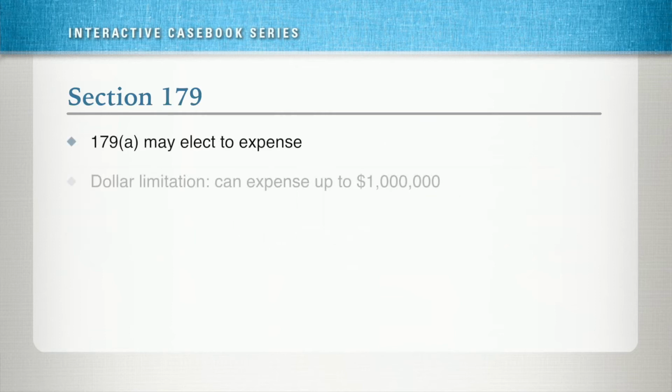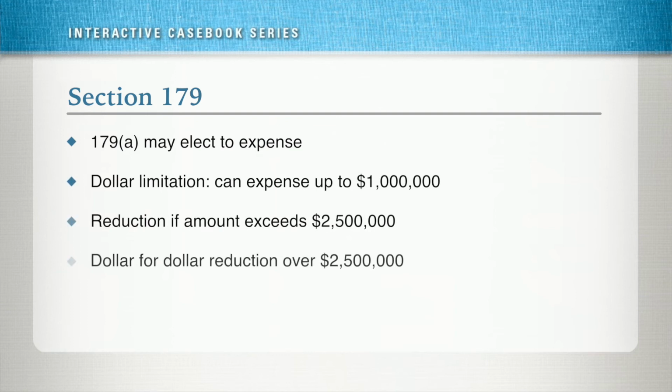Under Section 179, Congress provided that a taxpayer could elect to expense assets instead of depreciating them. Under Section 179, a taxpayer can expense up to $1 million. If the total amount of qualifying property purchased in any year exceeds $2.5 million, the expensing amount is decreased dollar for dollar. Thus, if a taxpayer puts $2.6 million of property in service, the taxpayer can expense $900,000 of the property. The $1 million amount minus the $100,000 phase-out amount. The amounts are adjusted for inflation.